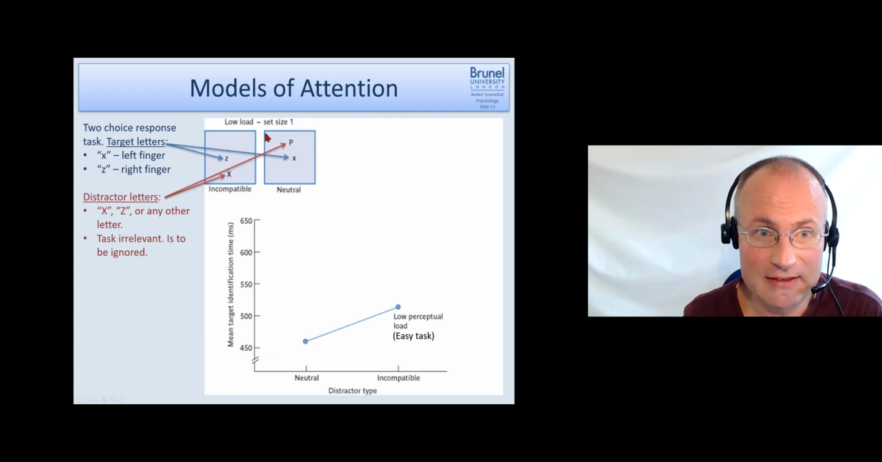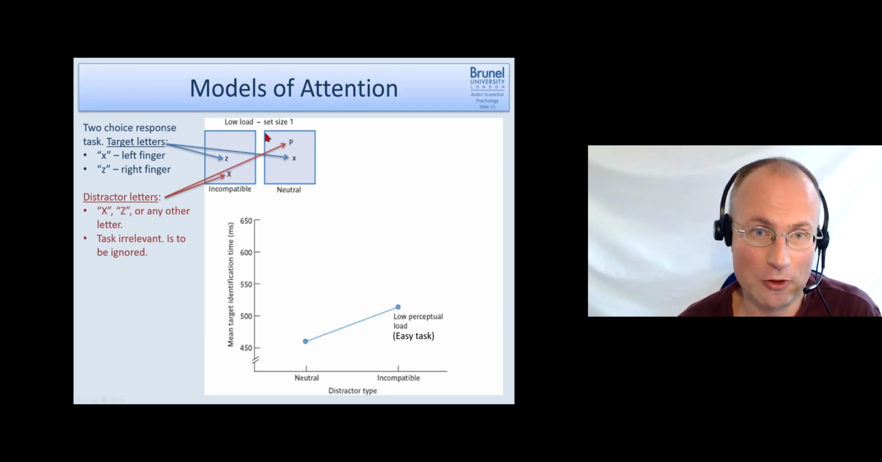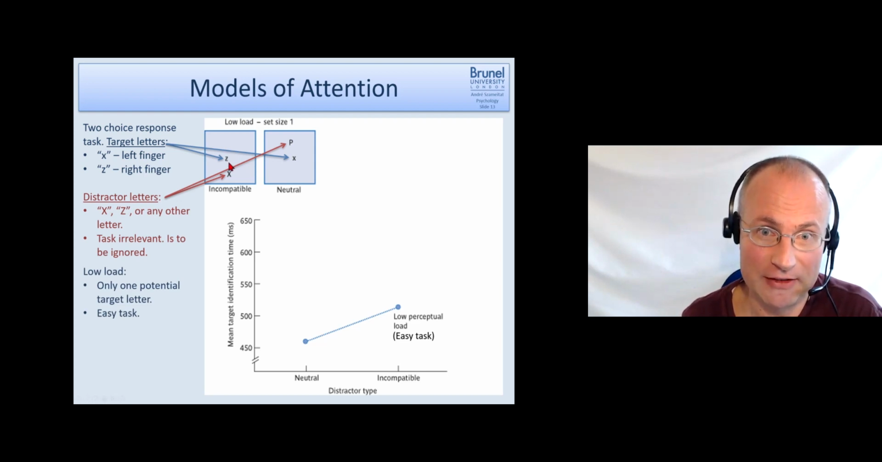And this is the easy task. It's low perceptual load. There's only one potential target letter, the Z or the X, and then one potential distractor.